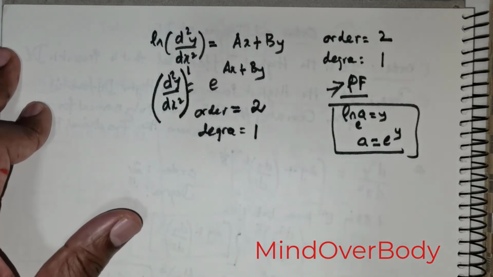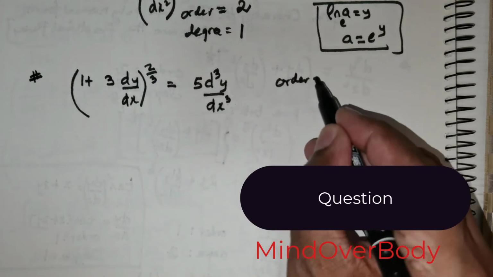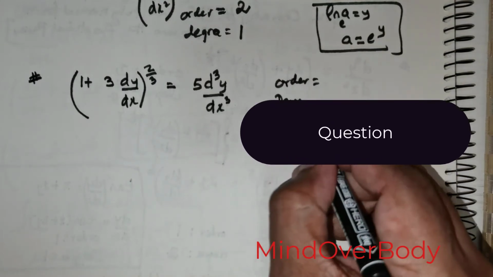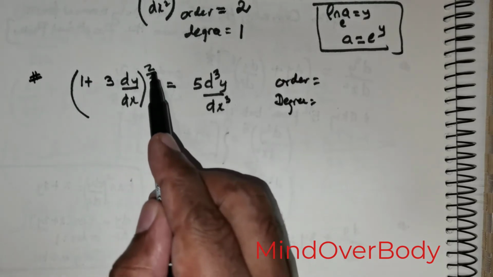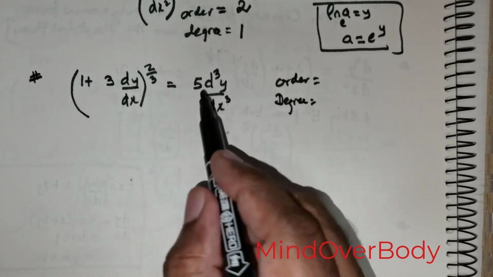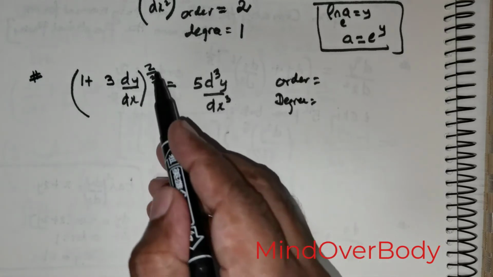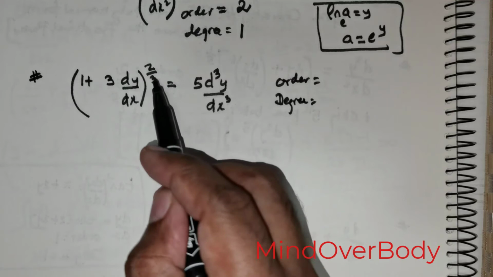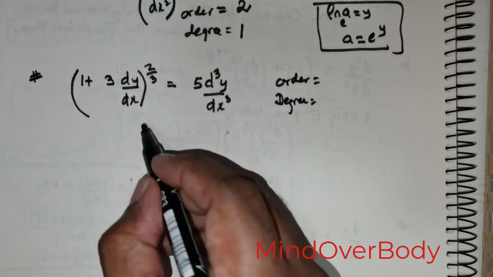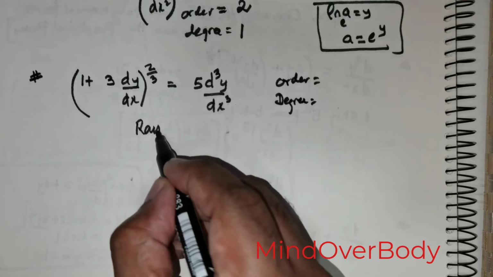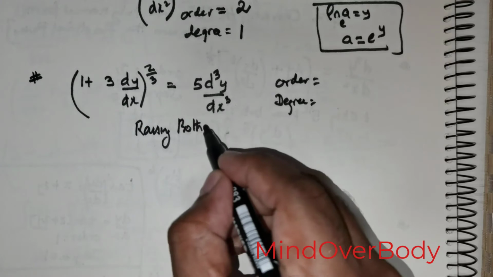Students, we will move on to the next one. Students, we are given this question, we are expected to find the order and degree. We are given 1 plus 3 times dy over dx raised to the power of 2 over 3 is equal to 5 times d cubed y over dx cubed. Now there is a fractional component here, so we will have to get rid of this and write this in polynomial form.